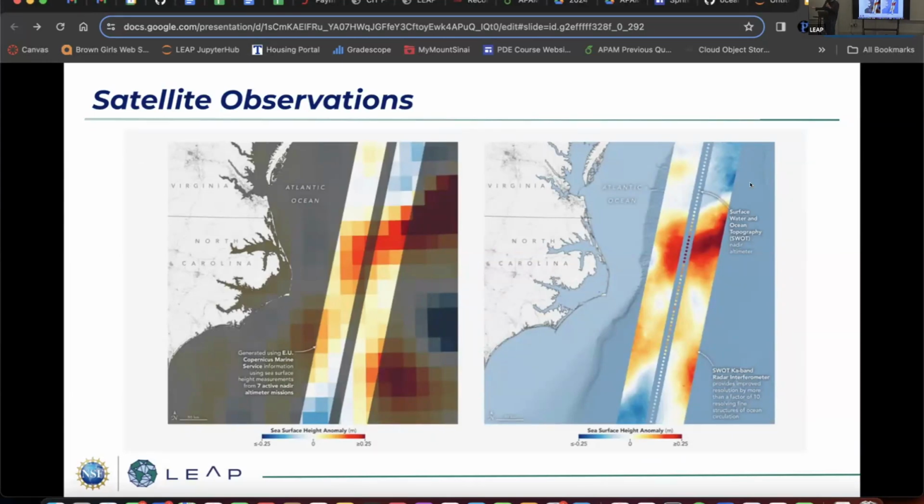As you can see from this figure, on the left is a low resolution image from a satellite compared to the one on the right. For our project, we wanted to see if we could build a machine learning model that will take that low resolution image and create a high resolution image.